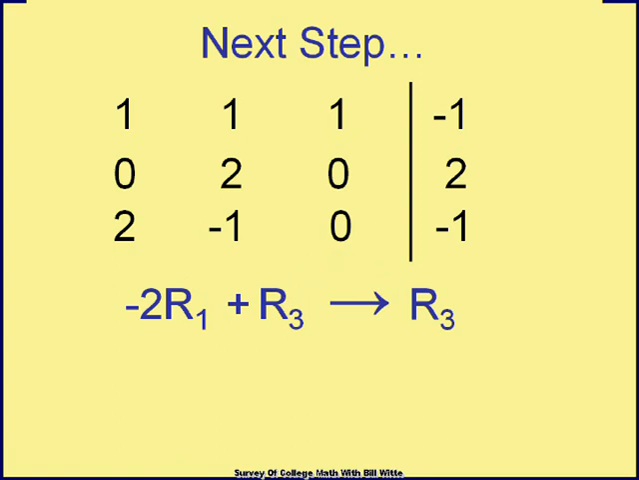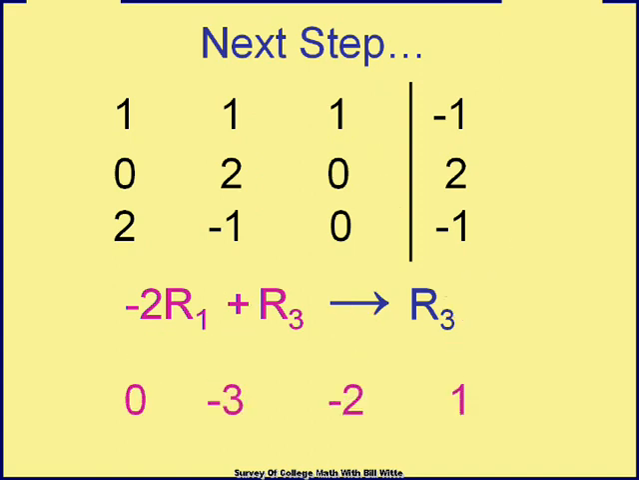I'm going to multiply row 1, I love to use the 1s, by negative 2 and add it to row 3. Now, what's that going to take care of? That's going to take care of that bottom left 2. That's what my goal was. So I'll multiply row 1 by negative 2 and add it to row 3, and that's what I'll replace row 3 with.